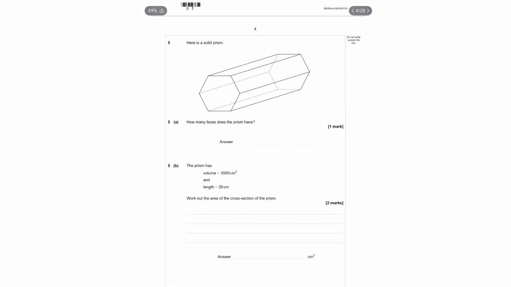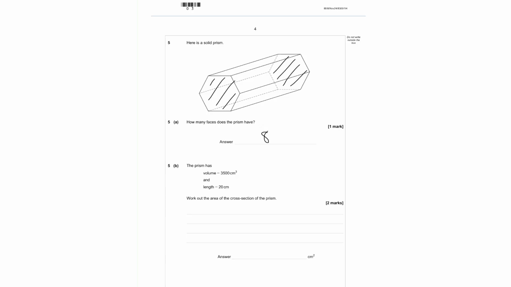Question 5, and we are given a solid prism and asked how many faces it has. You can see we have the two faces at either end, so that's 2, and then it's got 1, 2, 3, 4, 5, 6 sides, so that's going to be 6 faces along the sides. So the total is the 2 on either end plus the other 6 faces, so we have 8.